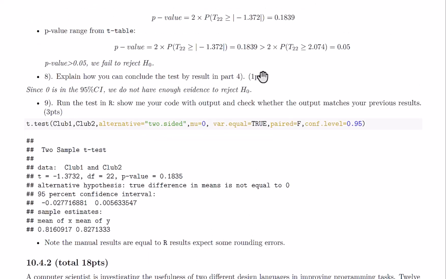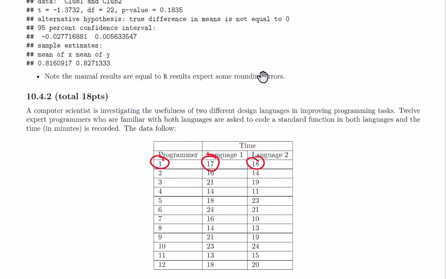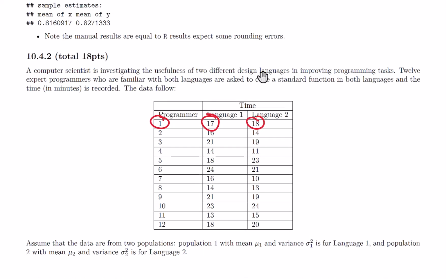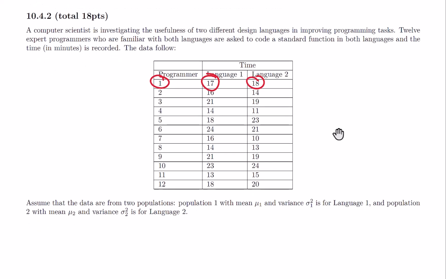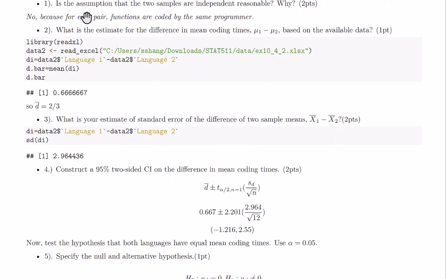Here is the same thing. This is the time for coding, both 17 and 18, they are from the same programmer. Of course, they are related. You could not just say these two are independent, right? If you say independent, that does not make sense. So this is the whole idea of the paired T. Then for this case, obviously, the assumption that two samples are independent is not reasonable.